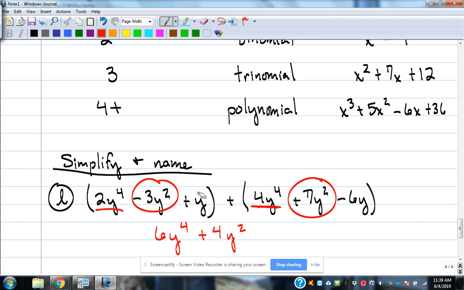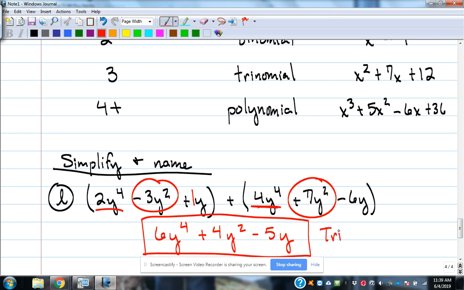And then the last piece, I got a plain y, and then I got a negative 6y. Those are like terms because the y's have the same exponent. What's in front of this y right here? A 1. 1 plus negative 6 would be negative 5y. And that's the simplified version. What would be the name of that polynomial? A trinomial, because it has 3 terms.